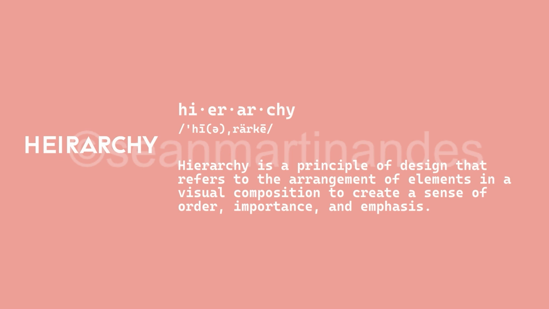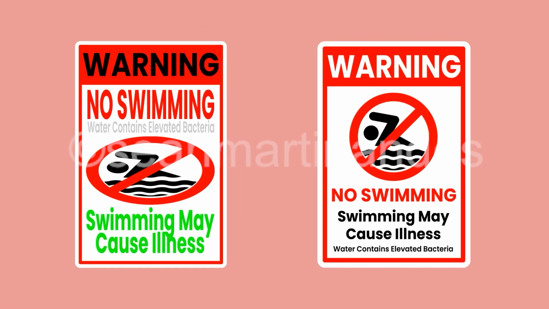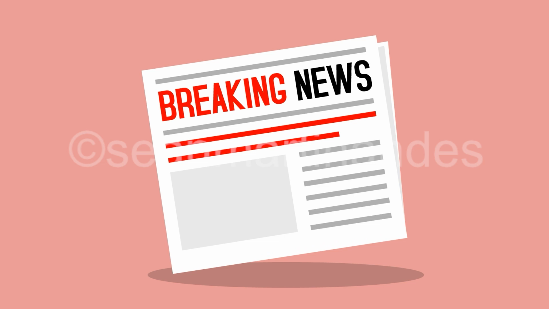Hierarchy is a principle of design that refers to the arrangement of elements in a visual composition to create a sense of order, importance, and emphasis. In a design with hierarchy, certain elements are given more visual weight and prominence than others, guiding the viewer's eye through the composition. Larger elements tend to appear more important than smaller elements, while brighter or more saturated colors tend to draw more attention than muted colors. Similarly, elements that are placed at the top of a composition or in the center tend to be perceived as more important than those that are placed at the bottom.